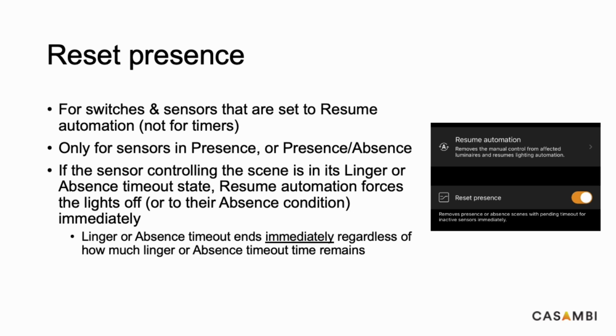If the sensor is in presence absence mode and the linger time is active, so actually only presence has stopped being detected and the linger time has started to count down, the resume automation option will cause the sensor to immediately switch to the absence scene. If the sensor is in presence absence mode and has already been in the absence scene and the absence timeout is active, the resume automation will then cause the lights to fade off or to a lower active hierarchical level.